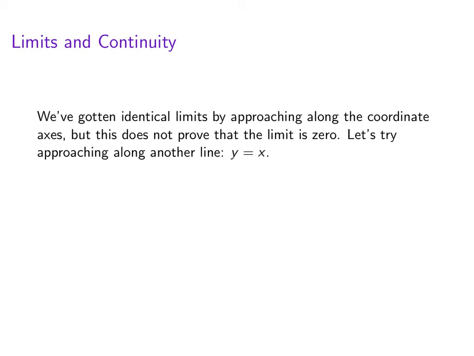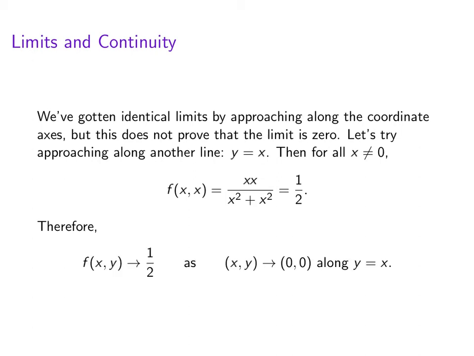Let's approach along the line y equals x. So now, as long as x is not equal to 0, and we won't really care what happens at x equals 0, we'll get f(x,x), so we replaced y with x. We get x times x over x squared plus x squared. That all works out to a half. So now, f(x,y) will approach 1/2 as (x,y) approaches (0,0), specifically along the line y equals x.